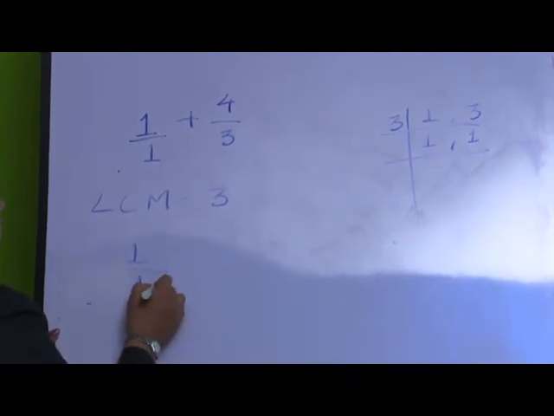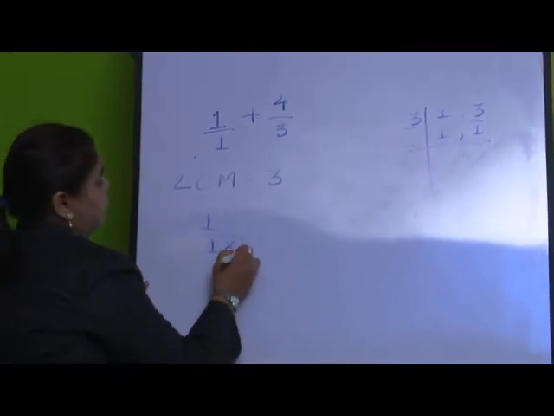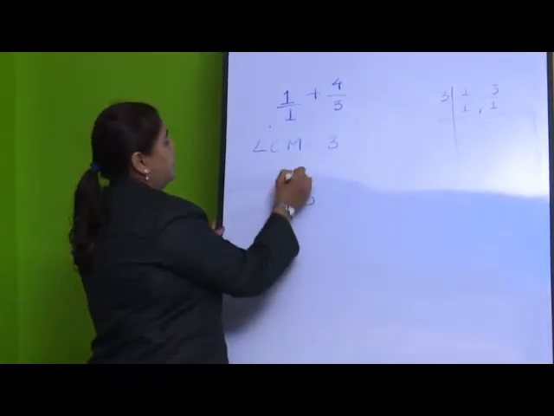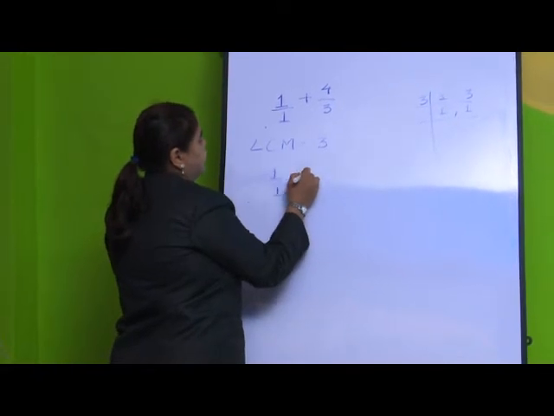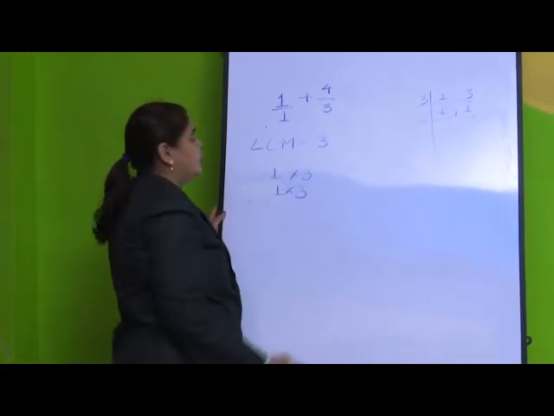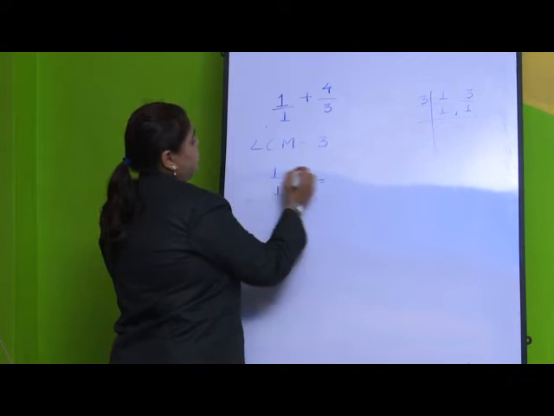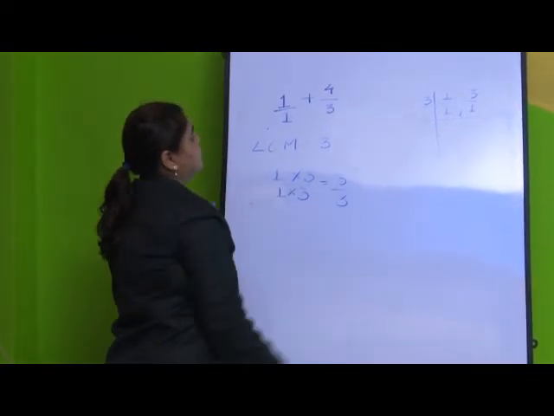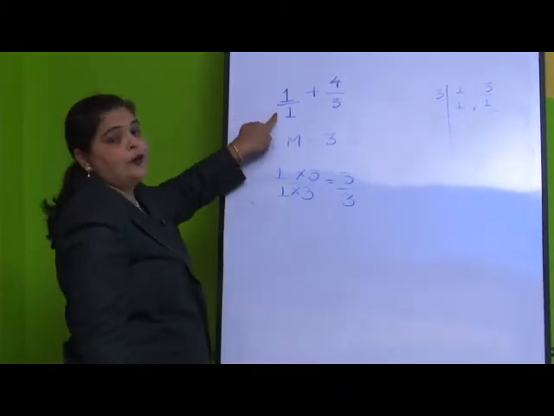We have to multiply to make it 3, so we will multiply with 3. Similarly, when you are multiplying the denominator, we have to multiply the numerator with the same number. So, what will be here? 3 ones are 3 and here 3 ones are 3. This is what I had done with one fraction.